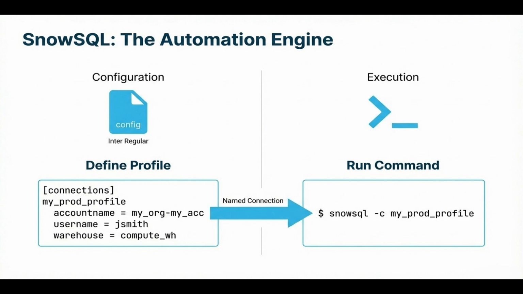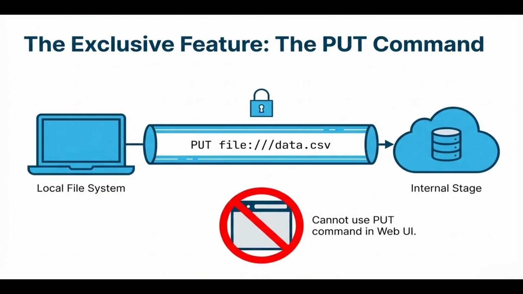The second step is execution. Using the profile name, you run SnowSQL commands directly from the terminal. SnowSQL is commonly used for batch processing, data loading, automation, and scheduled jobs. For the SnowPro Core exam, remember this key point. SnowSQL is best suited for automation and non-interactive workloads, unlike Snowsight, which is UI-driven. Next, we will see how developers use IDEs to work with Snowflake more efficiently. Now let's look at a very important SnowSQL-only feature, the PUT command.